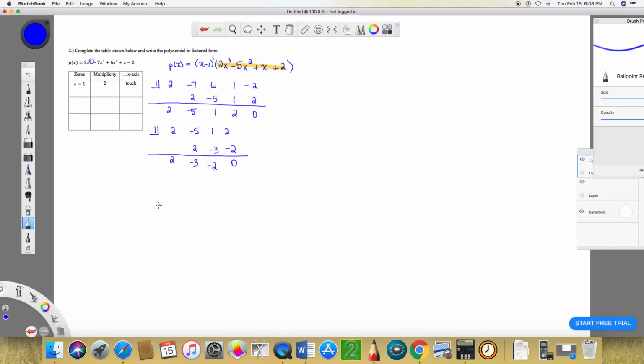So I can write my function p of x is equal to, well, I've got x minus 1. And because of this 0, we've just shown that I have another x minus 1. I'm just going to write it as x minus 1 squared. And this 2, negative 3, 2 is 2x squared minus 3x minus 2.